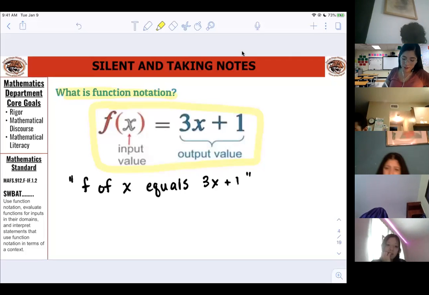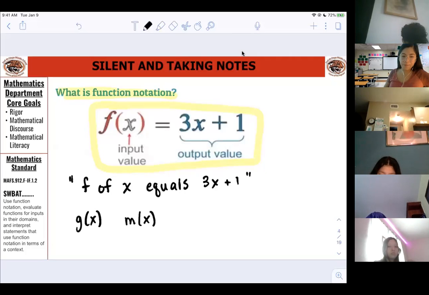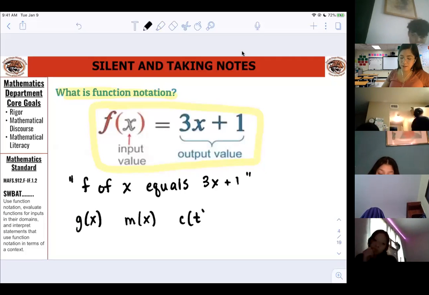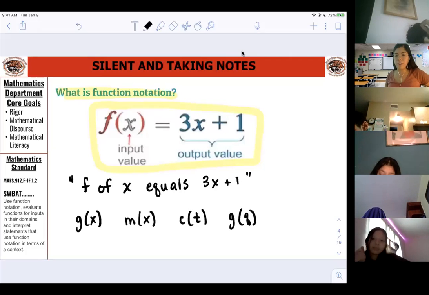Sometimes you might have a function that's called, instead of f, they'll use g of x. Or you might have a function that's called m of x. Or you might even have a function. Hold up, let me finish explaining. You might also have functions that don't even use the variable x. It might be called like c of t or g of q. Who knows? They can go crazy. So any letter. It could be any letter.